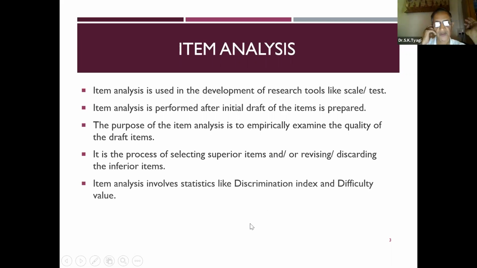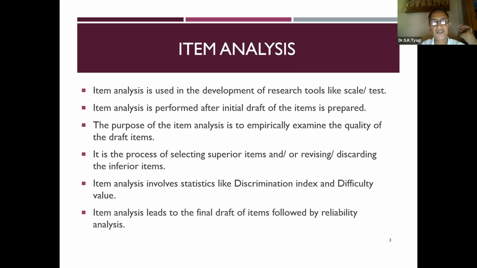In item analysis, we use 2 indicators: one is discrimination index, another is difficulty value. In some tools like a test, we have both, but in scales, there is no sense of having difficulty value because items are not correct or incorrect. They are strongly agree, fully agree to maximum extent, etc. So we can't say that this particular response is correct and another response is incorrect. So difficulty is out of question. We may find out discrimination index.